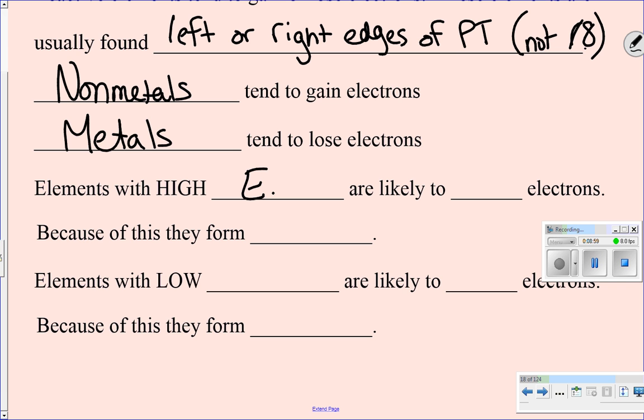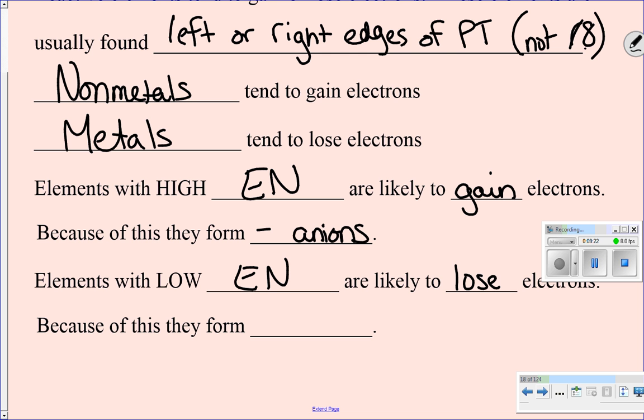Elements with higher electronegativities, remember, are likely to gain electrons. So electronegativity does play into this reactivity and who's going to gain or lose. Because of this, they often form anions, or in other words, they can gain electrons and be reduced. Elements with a low electronegativity are likely to lose electrons and form cations.